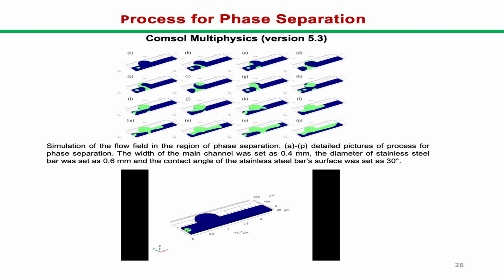This is the typical phase separation process. As you can see, in this process, you can get the laminar flow of the organic phase and also the aqueous phase. In this case, we get a contact angle of 30 degrees, which is half of the 61 degrees that we previously detected.